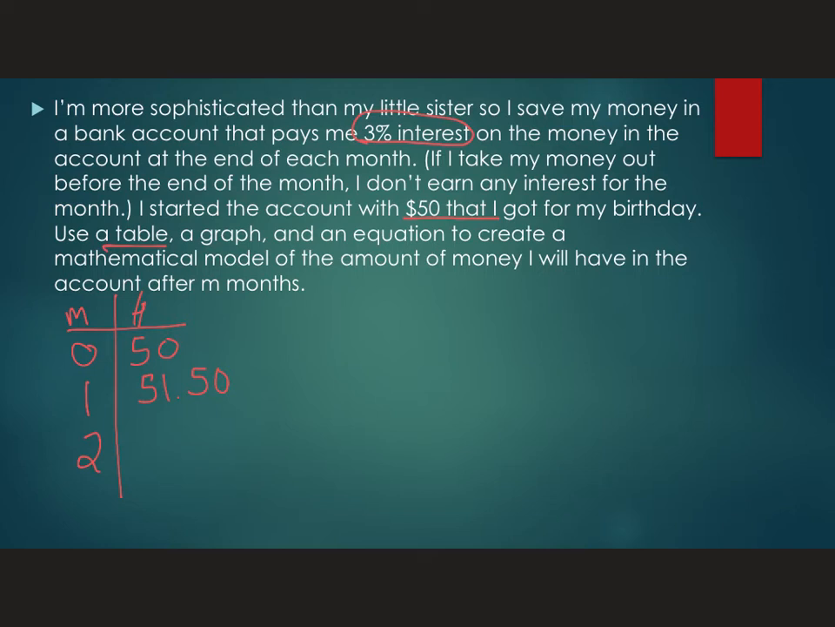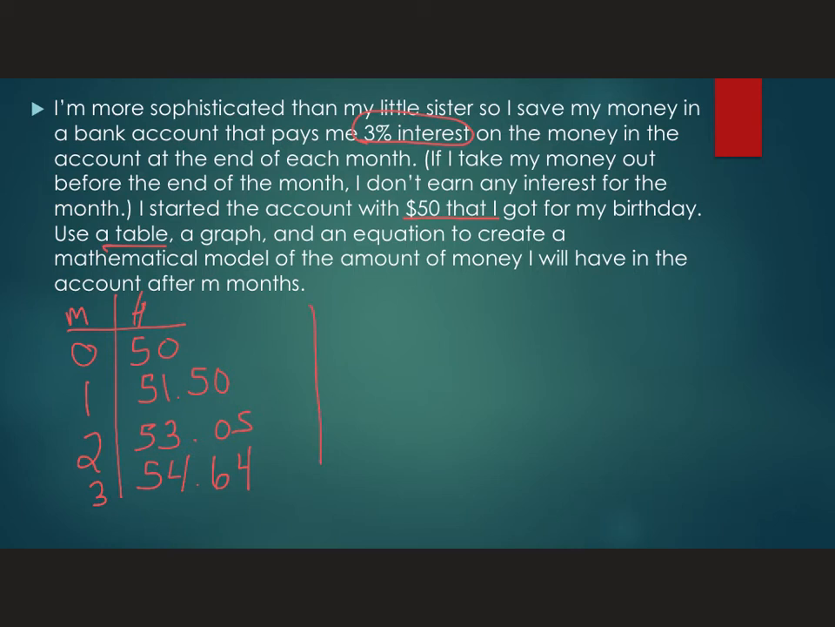So now I need to find out what 3% is of $51.50. And rounded to the nearest penny, that gives me $53.05. And then month 3, again, I'm adding 3%. Now I've got $54.64. And I'll keep going. What would this look like on a graph?